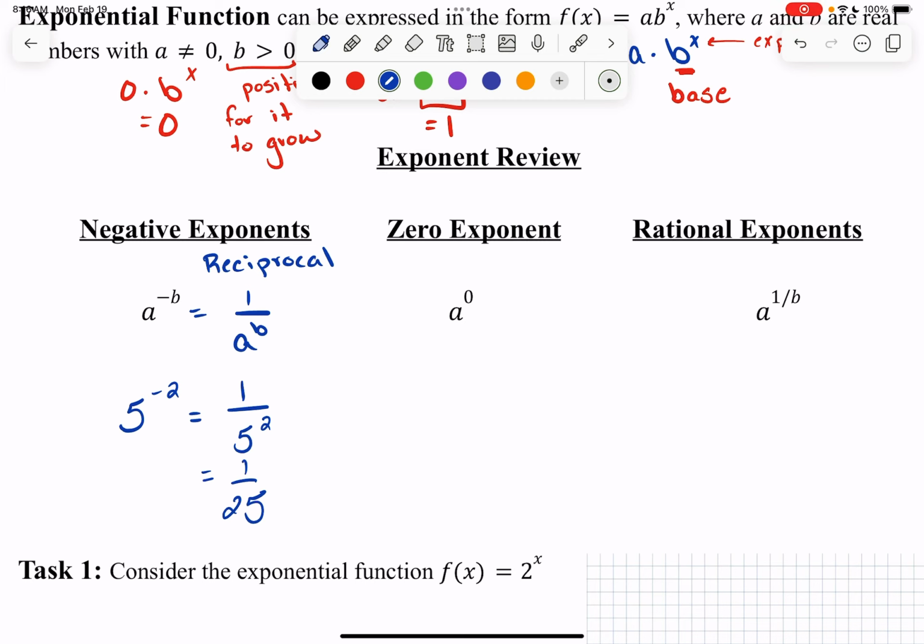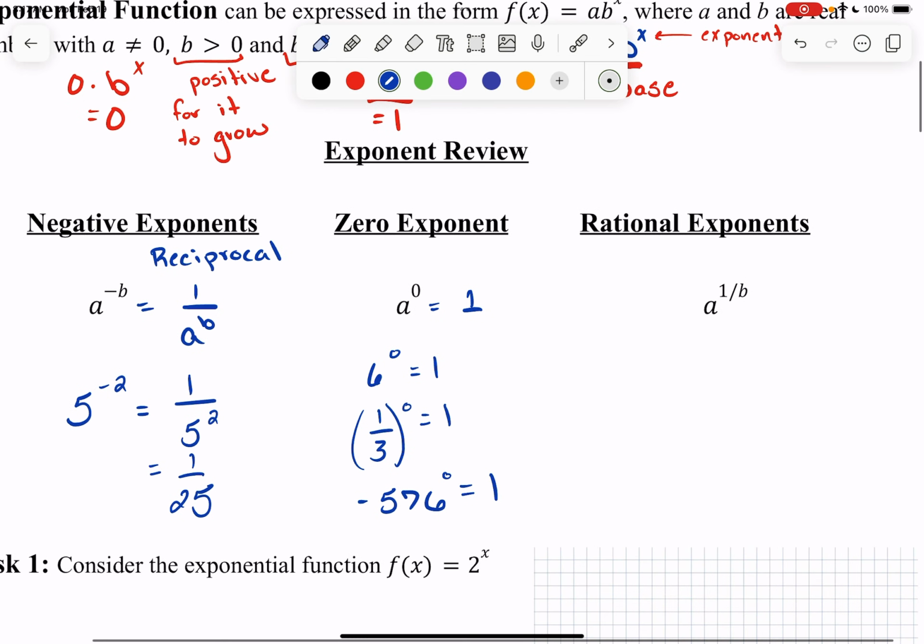Okay, a zero exponent is always equal to 1. Anything to the 0 power: 6 to the 0 power is 1. 1/3 to the 0 power is 1. Negative 576 to the 0 power is 1. Anything to the 0 power is 1.